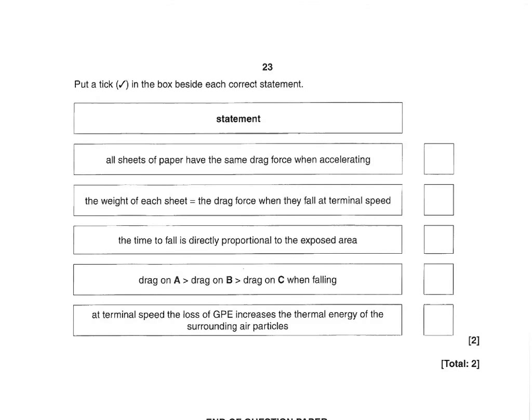that the weight of each sheet equals the drag force when they fall at terminal speed. The next correct statement is drag on A is bigger than drag on B, which is bigger than drag on C when falling. And the last statement is another correct one. At terminal speed, the loss of GP increases the thermal energy of the surrounding air particles. If you got all three of those, that's 2 marks. But if you got either one or two of them correct, that's 1 mark.